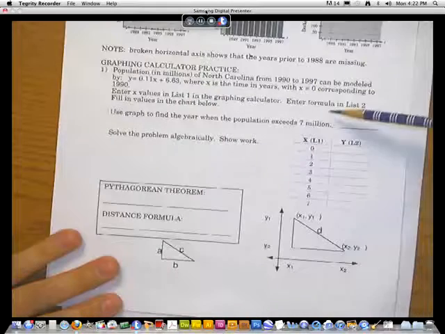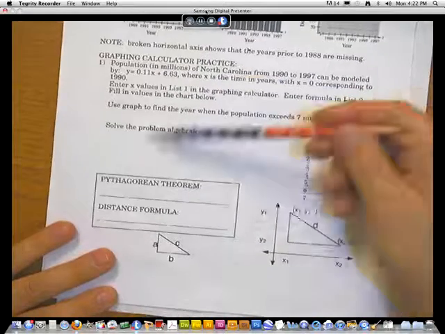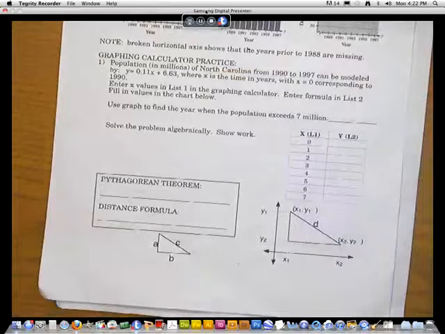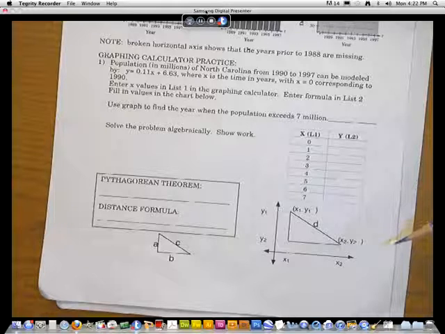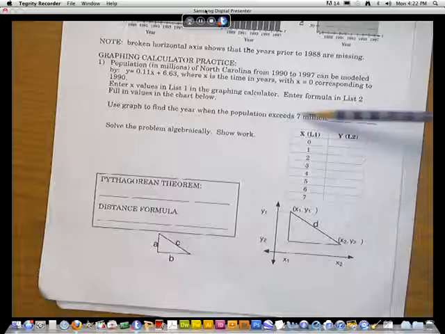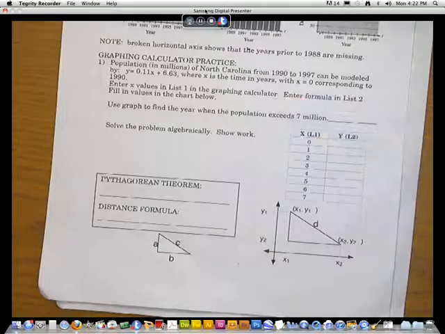When we get to our graphing calculator practice, we have a word problem here: the population in North Carolina can be modeled by this equation, where x is in years, where x equals 0 corresponds to 1990. So 1 represents 1991, and so on. It says we're going to enter the list in a graphing calculator and find when the population exceeds 7 million. There are several ways that we are going to do this.